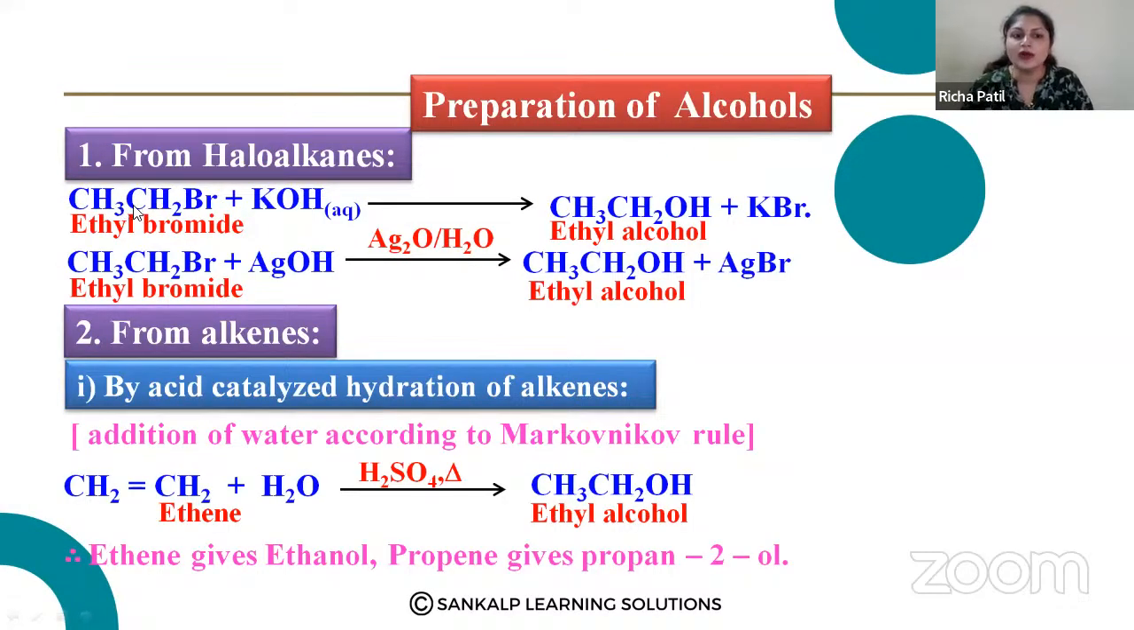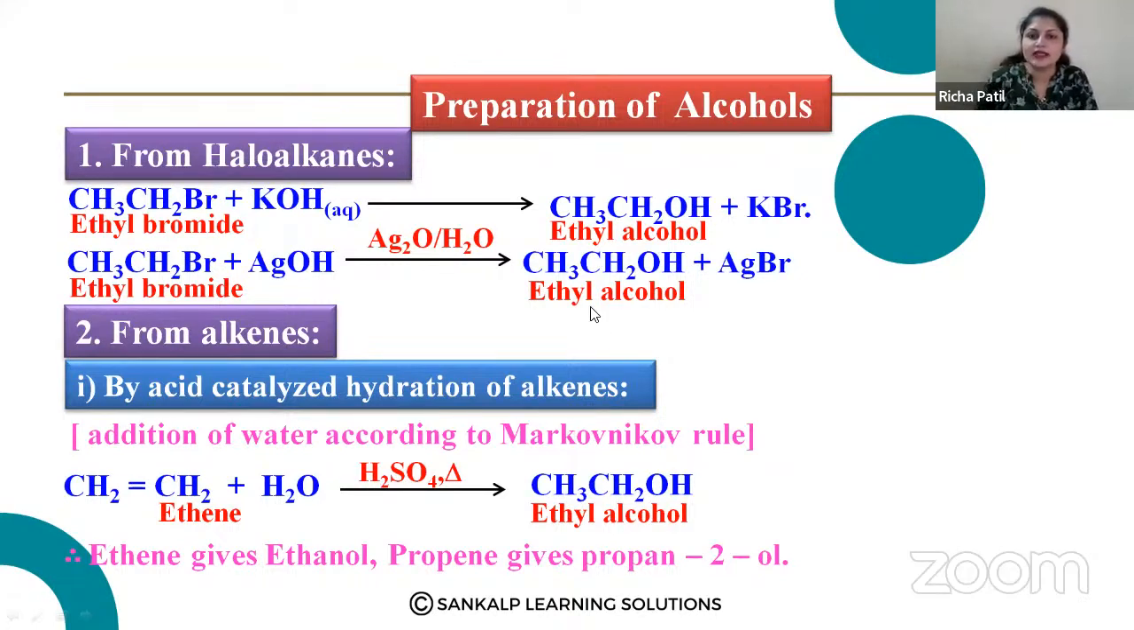So here the haloalkane taken is ethyl bromide. Haloalkane means one of the hydrogen atoms has been replaced by a halogen atom. So here you can see it is ethyl bromide, so an ethyl group and a bromide group are there. When ethyl bromide is reacted with KOH, a strong base, aqueous KOH, what you get is ethyl alcohol. Your Br is replaced by OH.